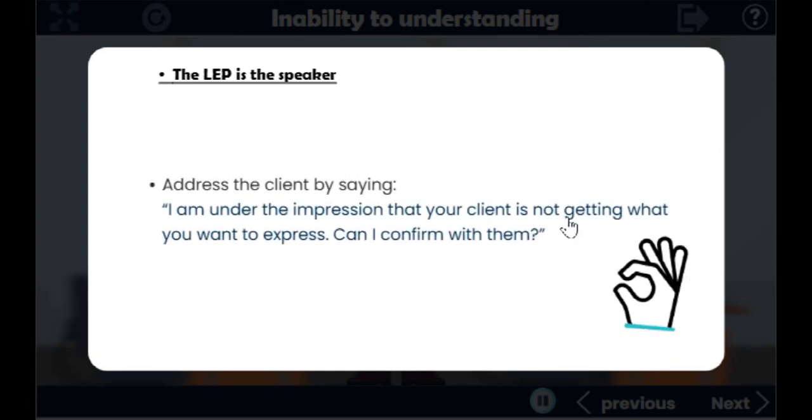If the LEP is the speaker, address the client by saying, "I am under the impression that your client is not getting what you want to express. Can I confirm with them?"